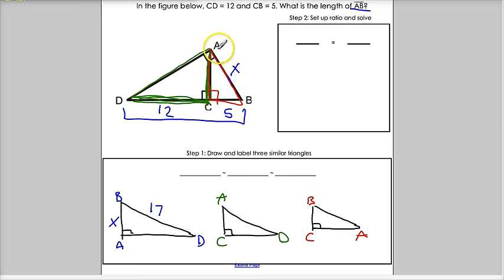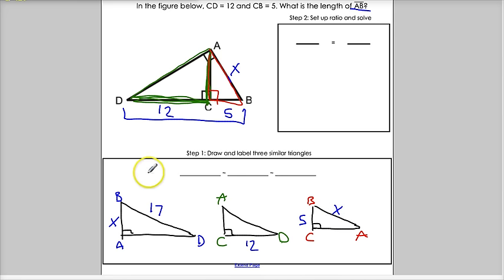Triangle 2. AC, we don't know. CD is 12. And AD, which is right here, we don't know. There's nothing written there. All right, that doesn't help us much. And then finally, we have our small triangle right here. Well, we know BC is 5. We don't know what AC is. And we know AB is X.